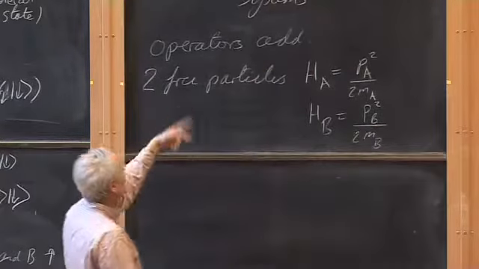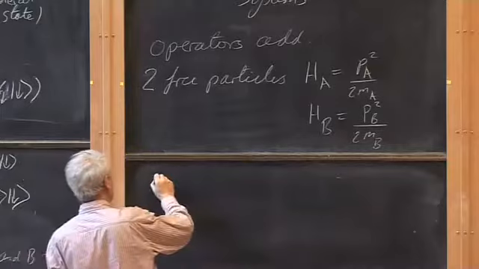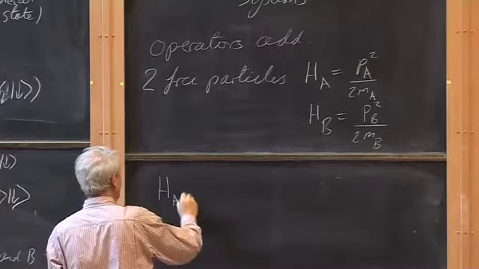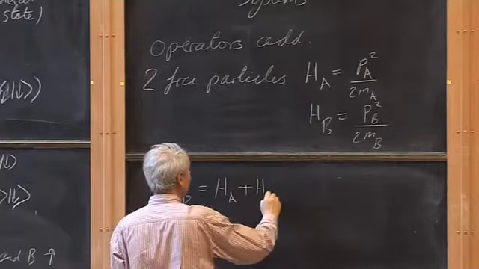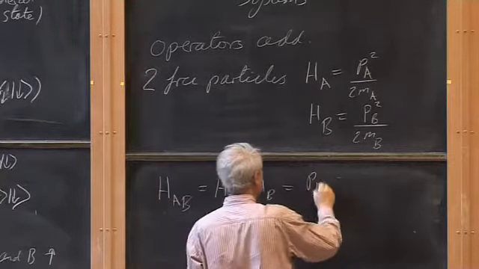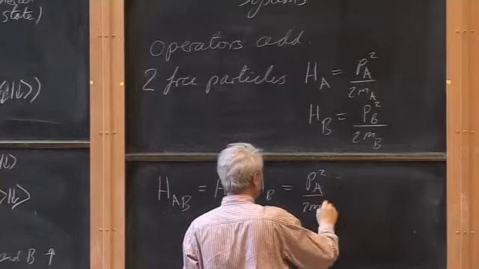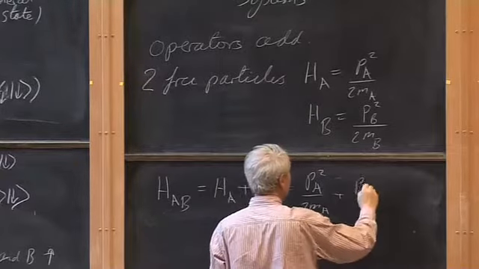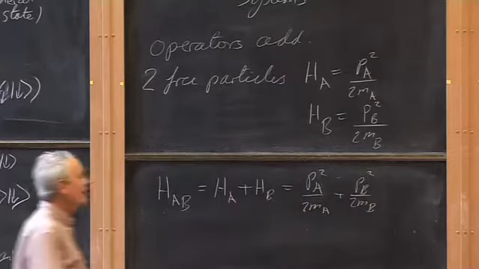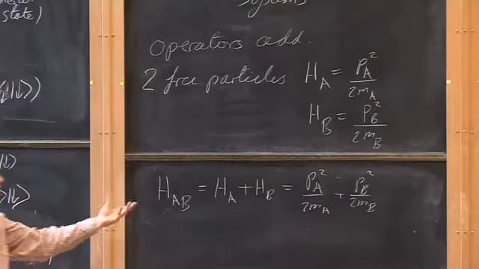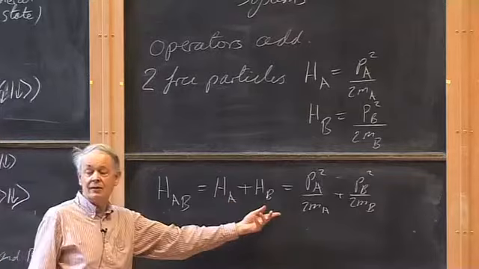So what's the Hamiltonian of the combined system? HAB is equal to HA plus HB. In other words, it's PA squared over 2MA plus PB squared over 2MB. And that's sort of saying the energy of the combined system is the sum of the energies of the individual bits.